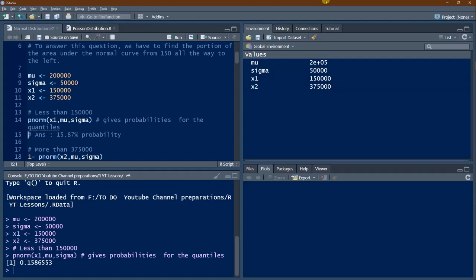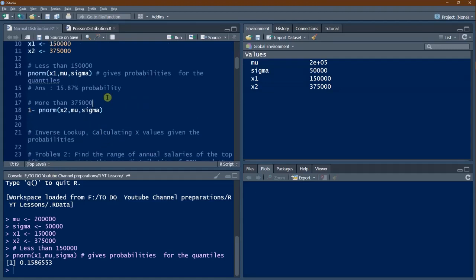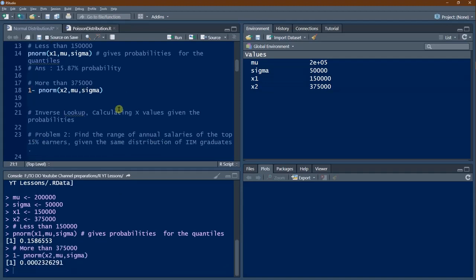Okay. Now the same thing for 3,75,000. In this case, we have to do a little bit of work. That is, when you ask for pnorm x2 and you supply 3,75,000, then you get less than 3,75,000 in the normal curve, but you want more than. So what you have to do, you have to subtract from the total probability. That's all. You do that and you are getting a very less percentage, 0.0002. That is, you can say 0.02 percentage. So that means there is almost none.